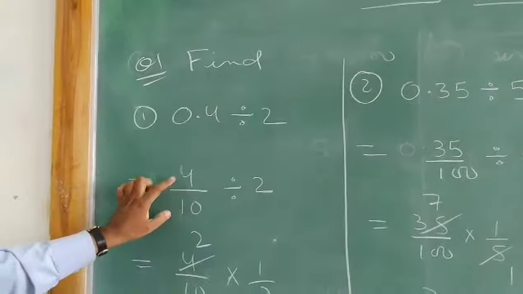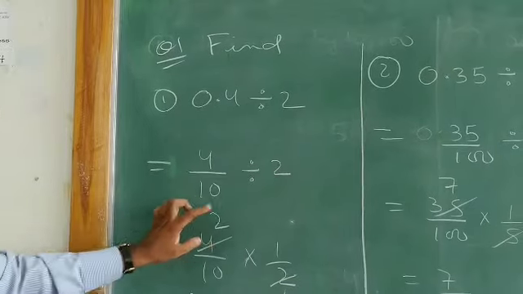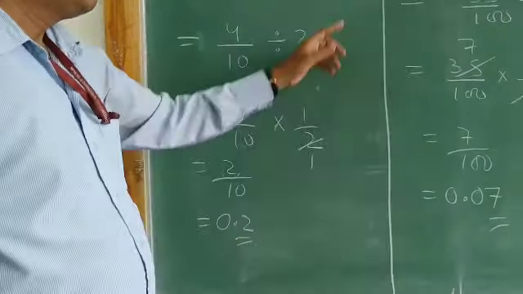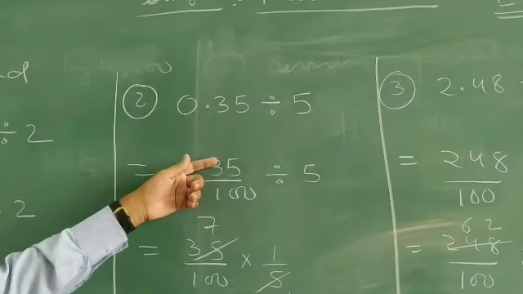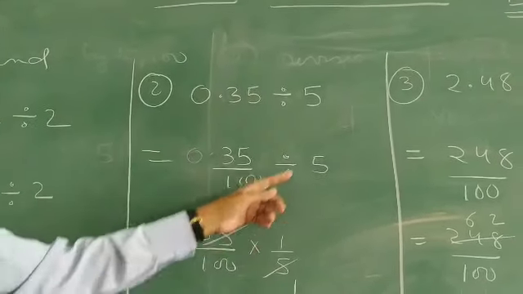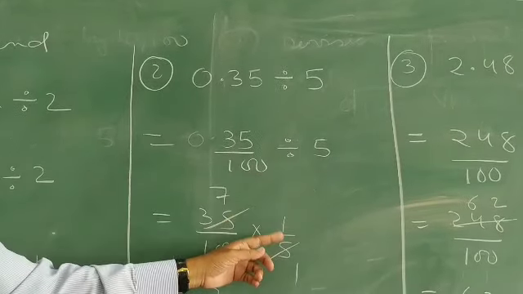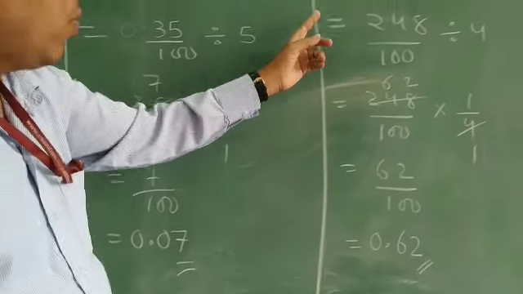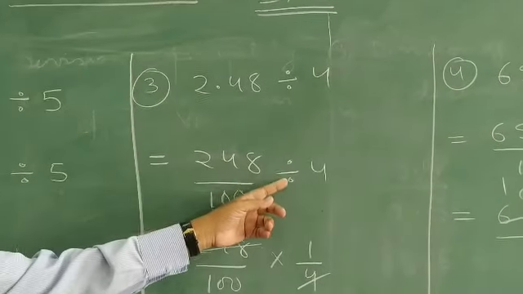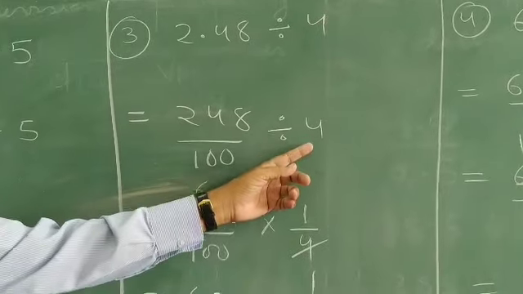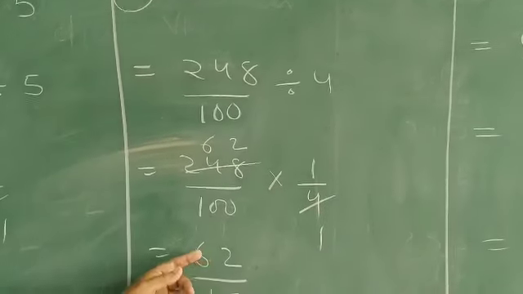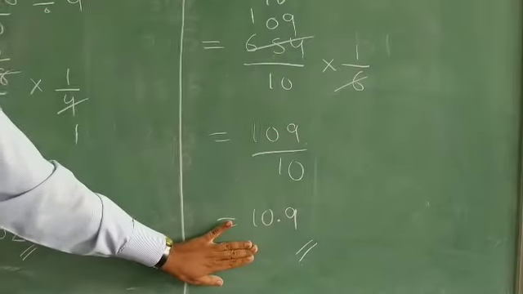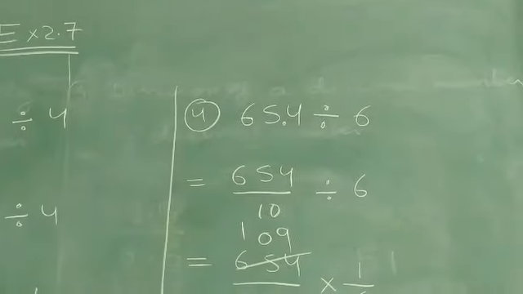0.4 divided by 2. So it is 4 by 10 divided by 2. Then cancellation happens. Answer is 2 by 10 and then 0.2. You can see this again, 35 by 100. Division becomes multiplication. Take the reciprocal of this 5, so it is 1 by 5. Again cancellation, then 0.07 is the answer. The next one, 248 by 100. Division becomes multiplication. Take the reciprocal of the second number, 1 by 4, and 62 by 100. Answer is 0.62, and like this we got 10.9. Okay.